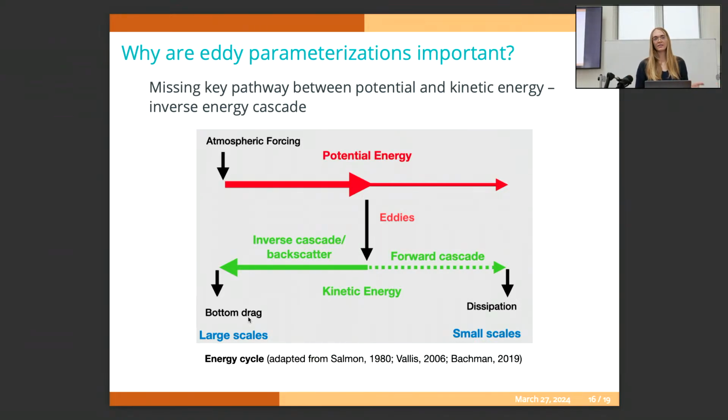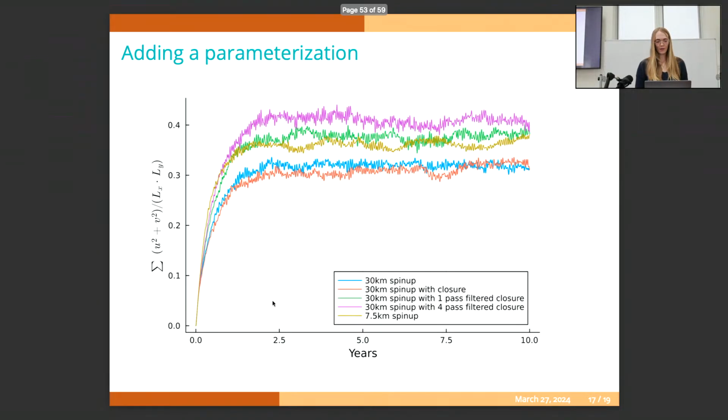So eddies exist at something like 10 to 100 kilometers. Large scale would be anything over 100 kilometers in our ocean. And without having this inverse cascade, we're losing information about the overall circulation and thus leading to a less accurate general circulation model. And so it's really important to capture A, the conversion of potential to kinetic energy, and then B, this inverse cascade.